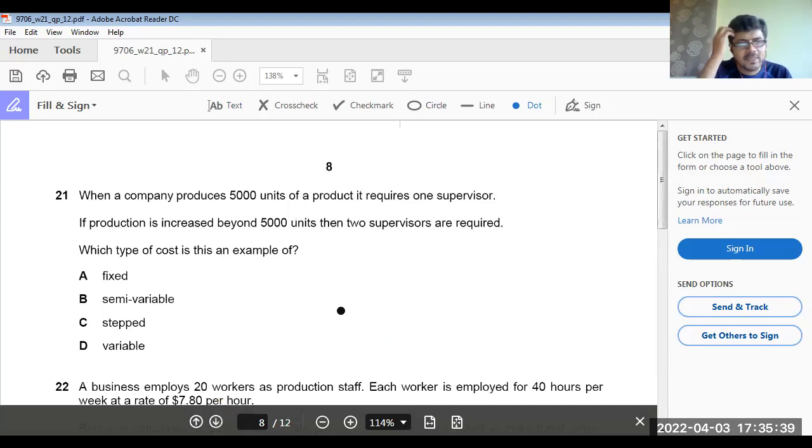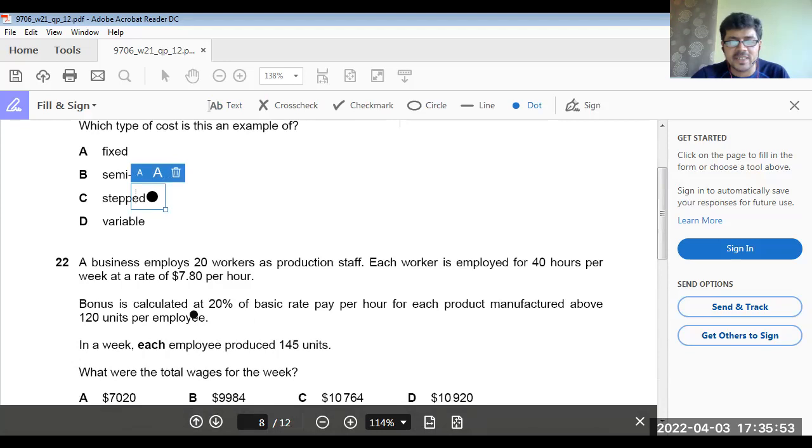Now, 21. When a company produces up to 5,000 units it requires one supervisor. If the production is increased beyond 5,000, we need two supervisors. Step cost. 22. A business employs 20 workers as production staff. Each worker is employed for 40 hours at a rate of $7.80 per hour. So 20 workers multiplied by 40 hours multiplied by $7.8. The answer is 6,240. 20% bonus means multiplied by 120%. The bonus is 20% of the basic rate per hour for each product manufactured above 120 units per employee. If each employee has produced 145 units, everybody will get the bonus of 20% of the basic pay. So that is very simple. Okay, are you getting my point here?